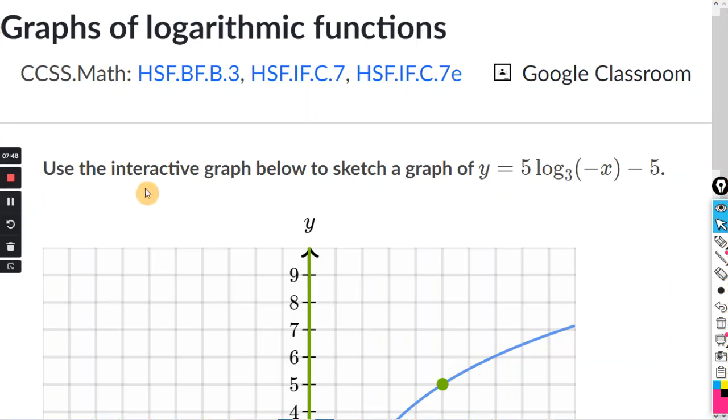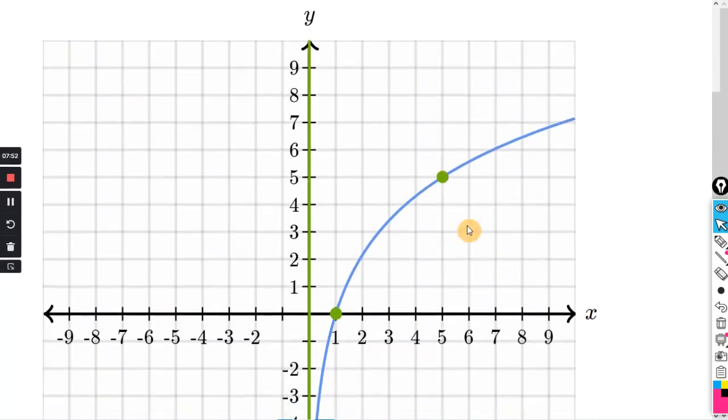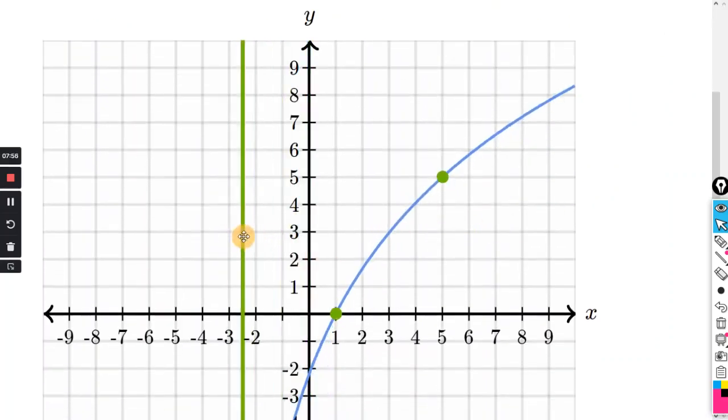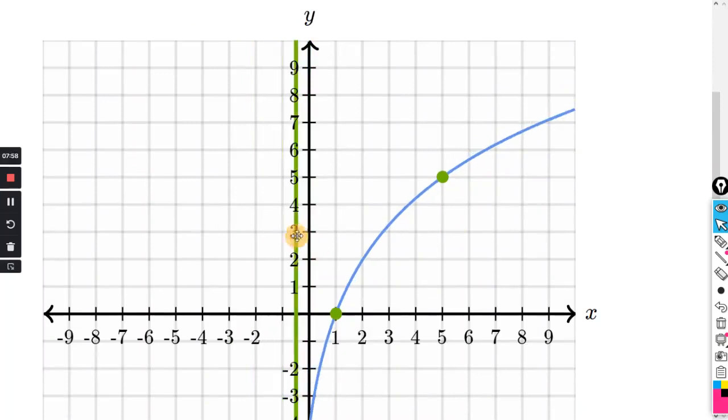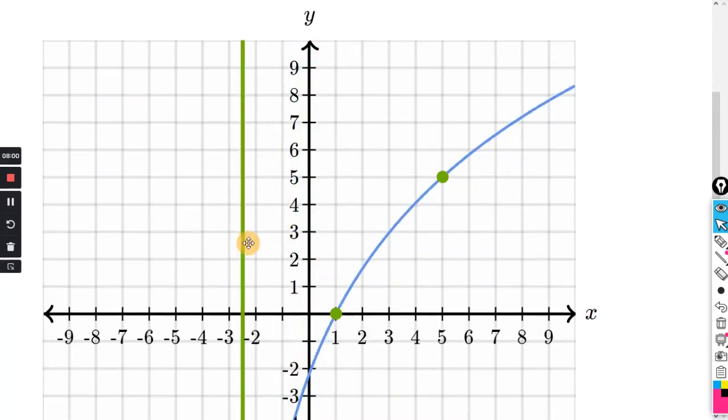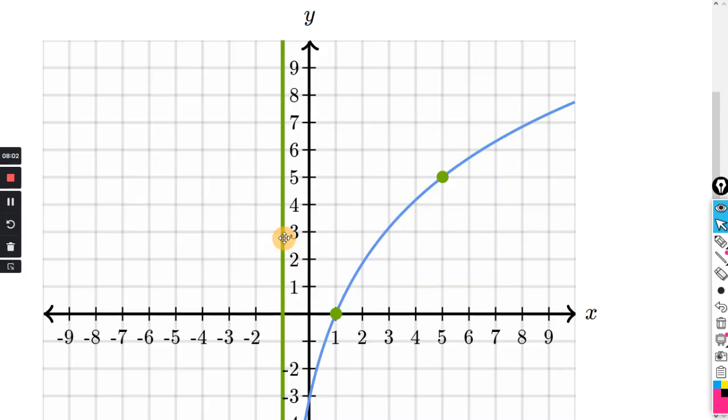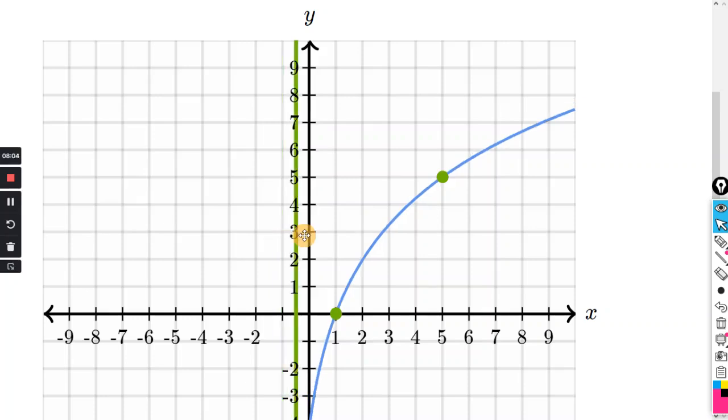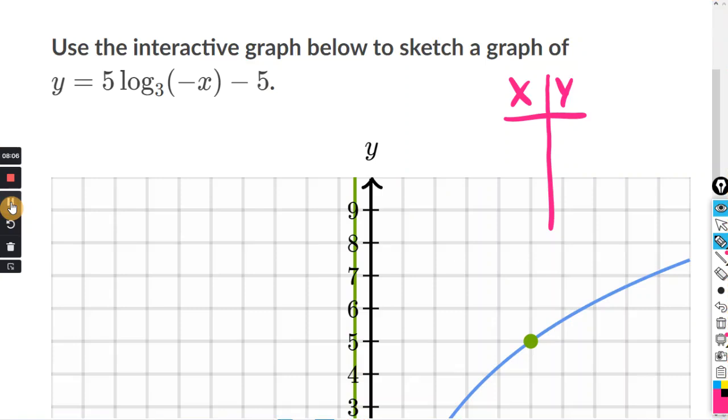All right, use the interactive graph below to sketch this graph right here. So we need 2 points, and we need to see what direction the graph heads in. This is basically an asymptote. All right, so let's take a look. I'm going to get a couple of points the easy way. We only need 2 points.